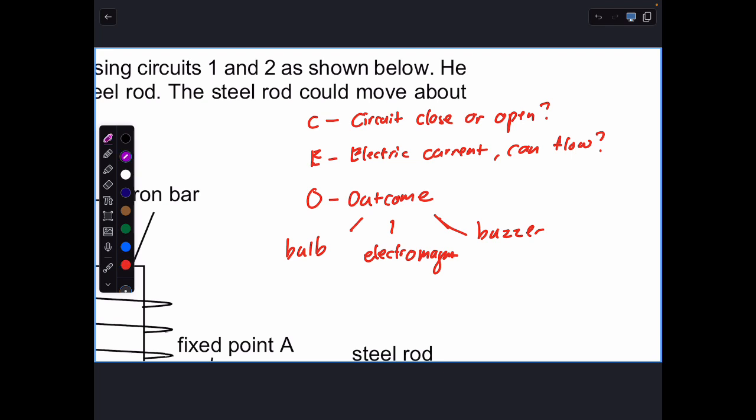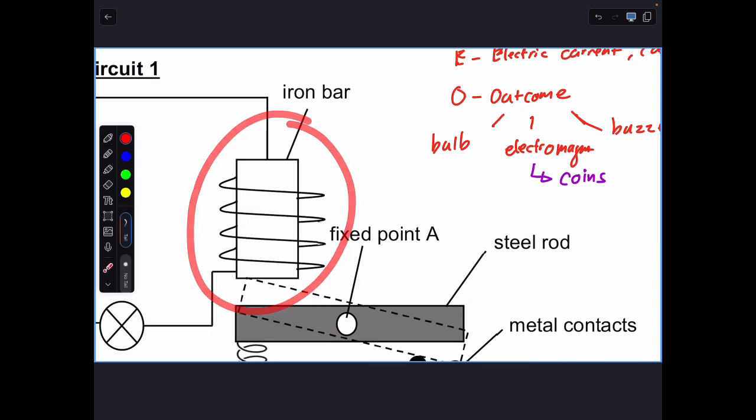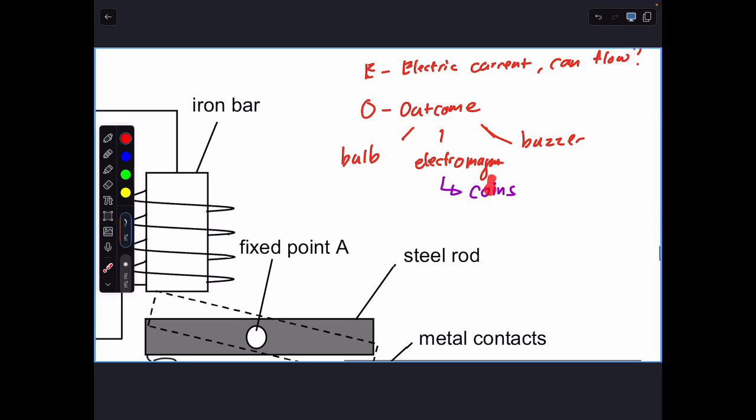If you talk about an electromagnet, you must talk about what becomes the electromagnet. Check whether the item is a magnetic material, the one with the wire coiling around it. In this case, it will be this one. So I check, is this actually a magnetic object? Yes, because iron is part of coins, which is I. Then after that, I must mention what it is going to attract.